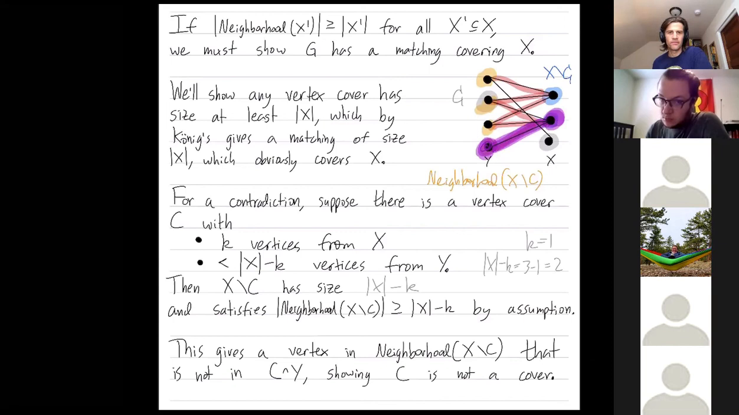All right. So in summary, if a vertex cover had size smaller than the size of X, we found that it actually wasn't a cover. We did a proof by contradiction. So any cover has to have size at least the size of X, which means by Kőnig's theorem, we get an edge matching that contains at least the size of X edges. Here, that would be three edges. And if you have three edges in a bipartite graph, and you only have three vertices on the right-hand side, you'll have to have every vertex on the right-hand side incident to one of those edges. So we have a matching of edges covering the right-hand side.